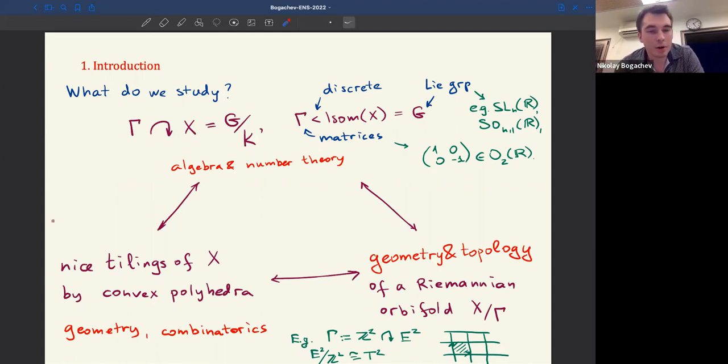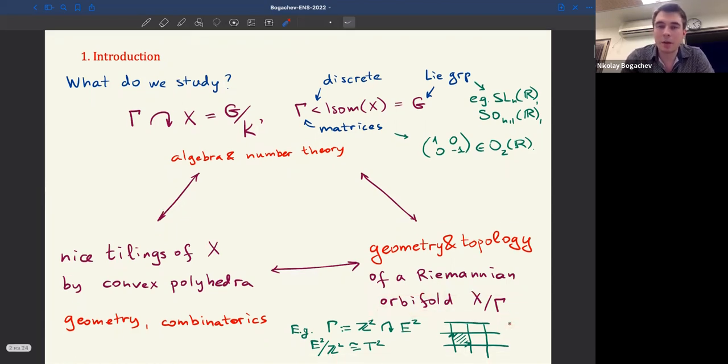So another part of this picture is actually about geometry and topology. These geometric group actions correspond to nice tilings or tessellations of the space X by convex polyhedra, so-called fundamental polyhedra for the discrete group gamma. And all of this is related to geometry and topology, meaning the geometry and topology of the corresponding orbifold or manifold X mod gamma.